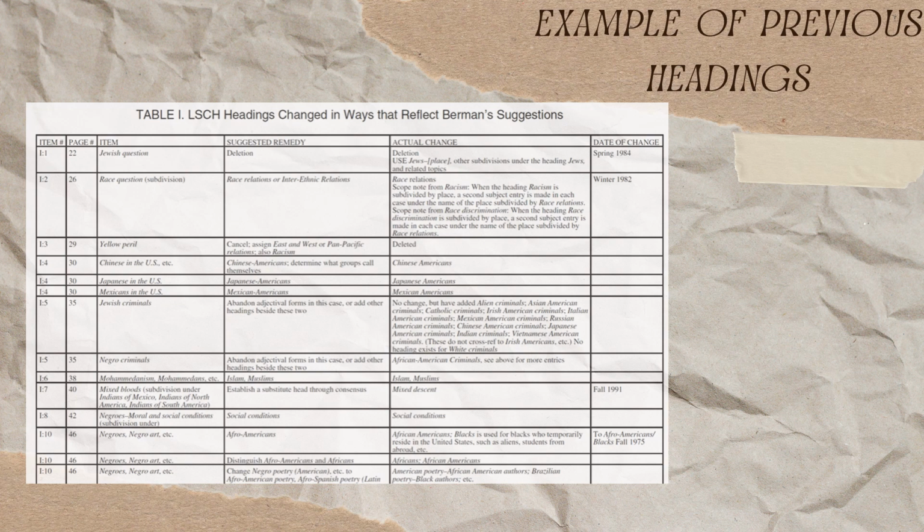This is a copy of some recommended changes from a list compiled by Sanford Berman. To highlight a few, changes were made for the ethnicity of criminal to Asian American, Russian American, Irish American, for example, but there is no white American criminal. Changes for references of Negro to African American. Changes for references of mixed blood, those coming from multiple ethnic lineages, to mixed descent.